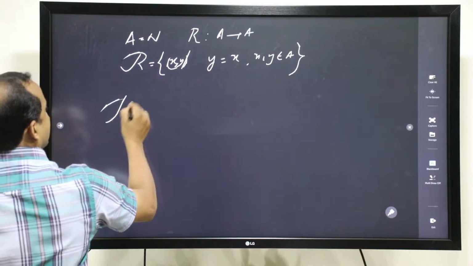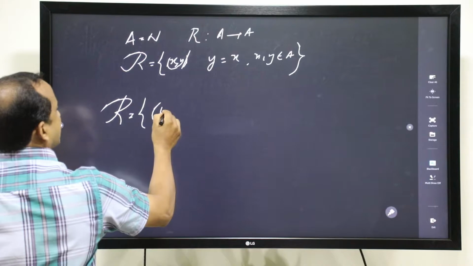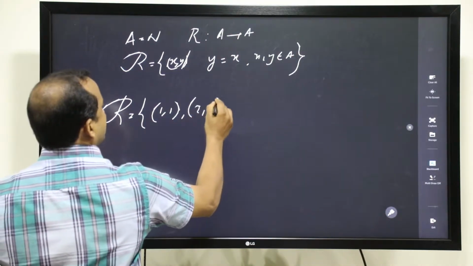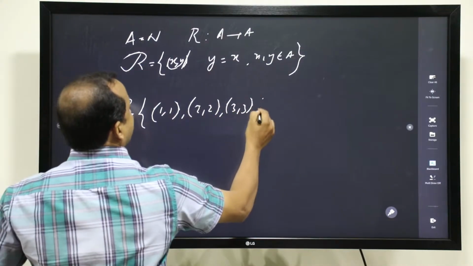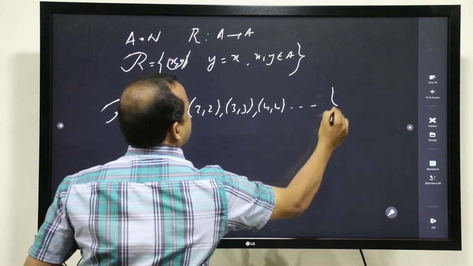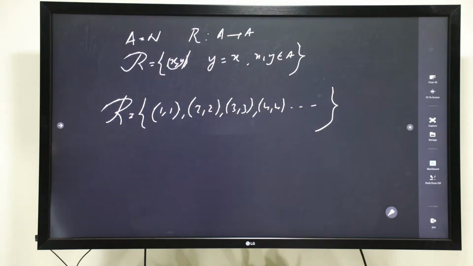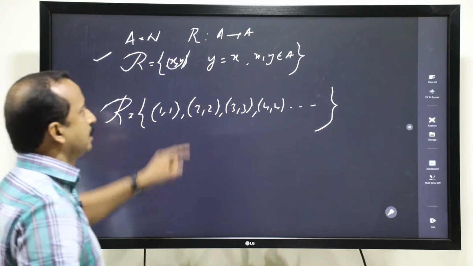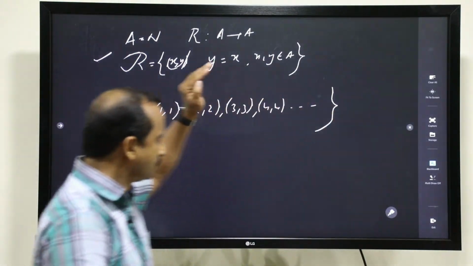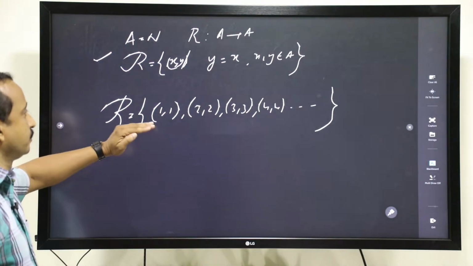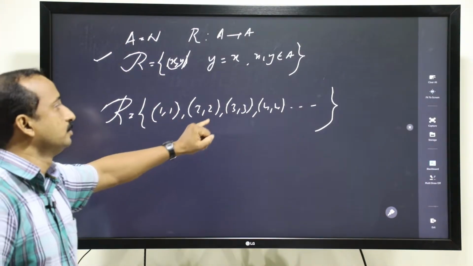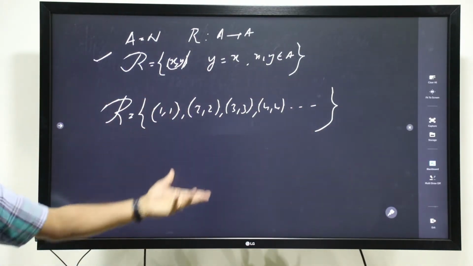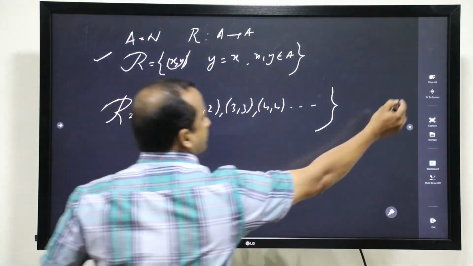Here the roster form is R is equal to, the first natural number is 1 and therefore its image is also 1. Next is 2, 2, then 3, 3, then 4, 4, etc. It's a relation. Here R is equal to {(x, y) such that x is equal to y} in the set builder form. It is converted to the roster form: R is equal to {(1, 1), (2, 2), (3, 3), (4, 4), etc.}. Here the x components are the domain and the y components are the codomain. Okay.